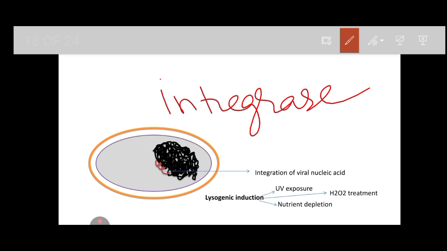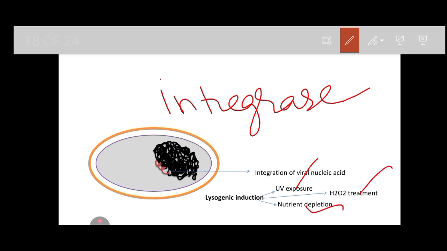Prophage, right? Now there are chances for the excision of the integrated copy of the viral genome. Excision, in the sense that the viral genome may get separated from the bacterial chromosome. So what are all the conditions that favor the process of excision? Here I have given three: one is UV exposure, second is hydrogen peroxide treatment, third is nutrient depletion.